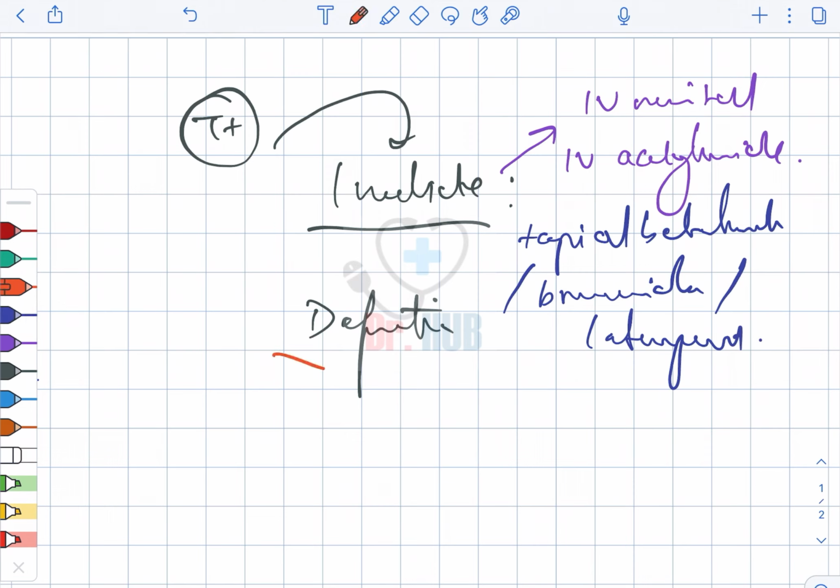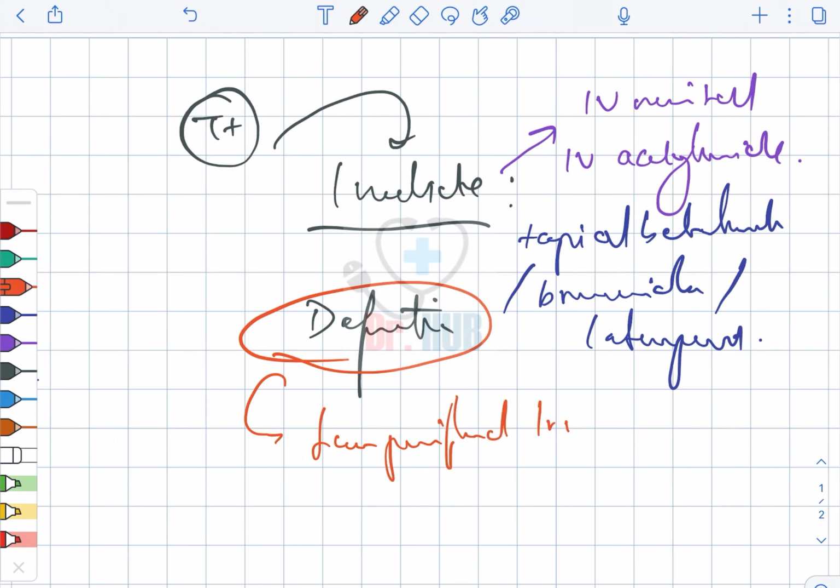Now we are looking at the definitive treatment. Under definitive, it includes laser peripheral iridotomy as well as filtration surgery.